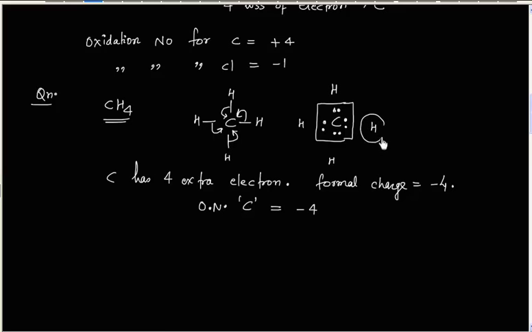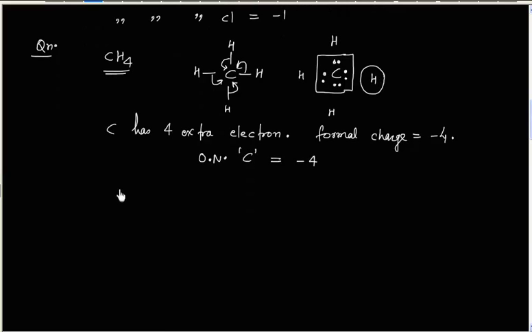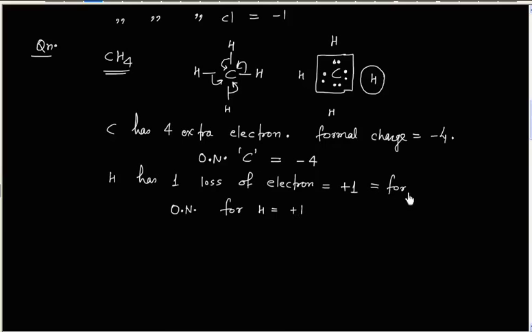For hydrogen we have a loss of 1 electron. So hydrogen has a loss of 1 electron. This means hydrogen will have a plus 1 formal charge. So the oxidation number is plus 1 for hydrogen. So the oxidation number for hydrogen is plus 1. And the formal charge is also plus 1. So this is the formal charge.